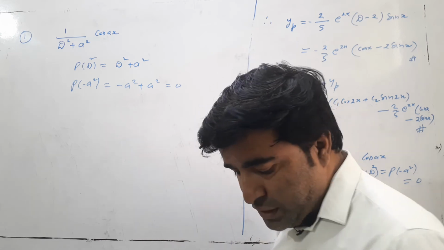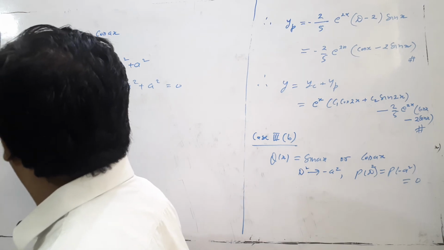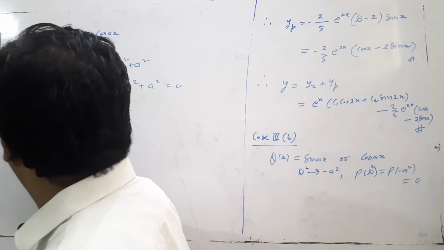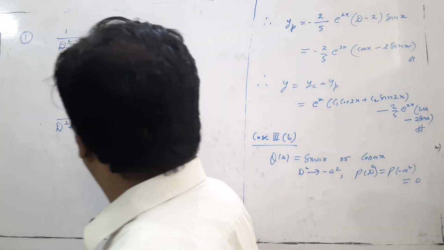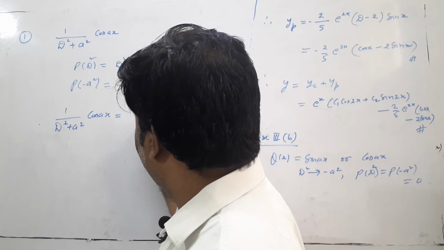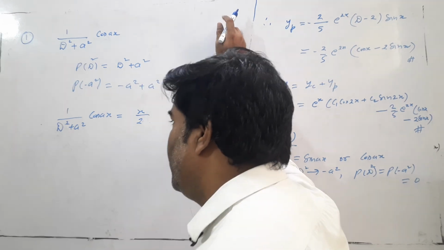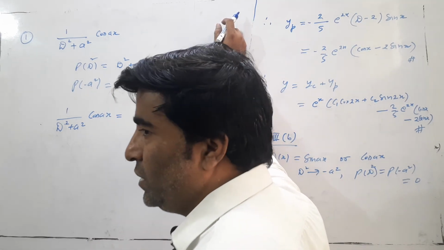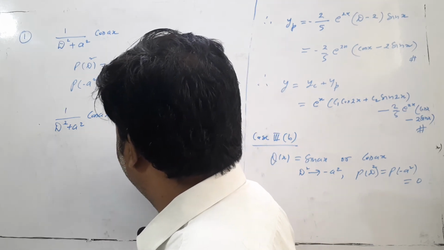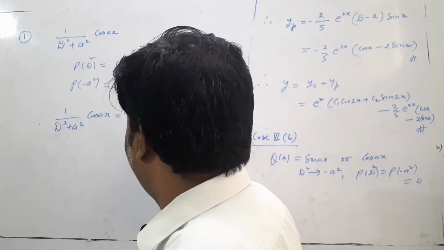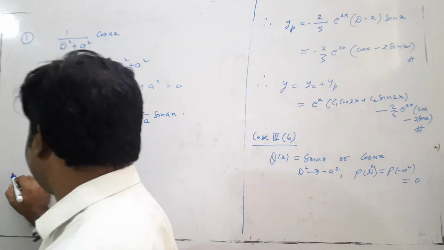So here we take the value of 1 upon d square plus a square, cos ax, this is given by x upon 2a. Actually we write x upon 2a and the integral of cos ax. The integral of cos is, sorry, plus sin, so sin ax.